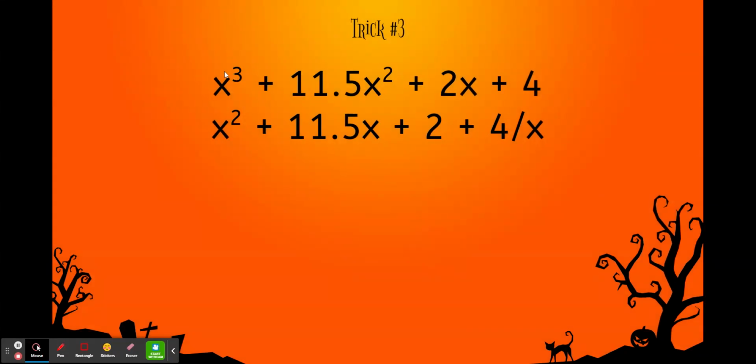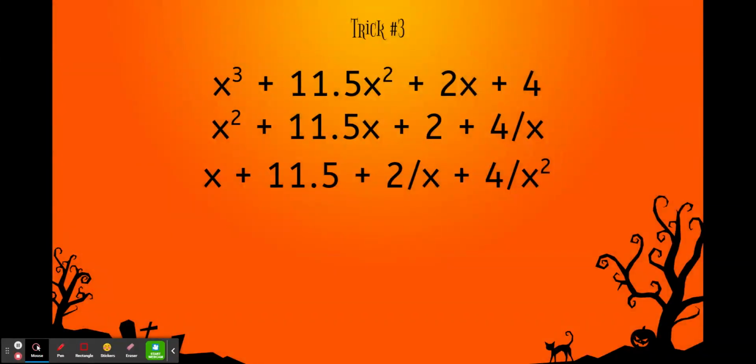So again, we've got to divide by every term here. We've got to divide that by x. So x to the third becomes x squared. X to the third is just x times x times x. So when you divide by x, it cancels those last two out, and it's just x times x, or x squared. Same thing here, 11.5x squared becomes 11.5x. 2x divided by x just becomes 2. And 4 divided by x becomes 4 divided by x.